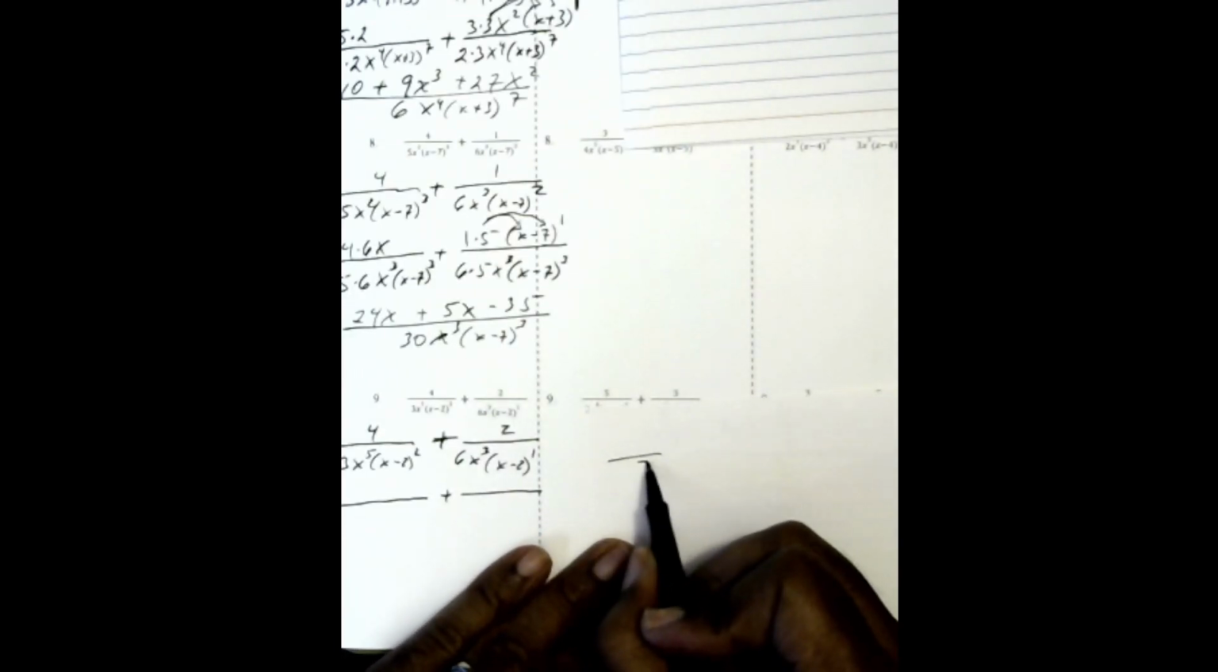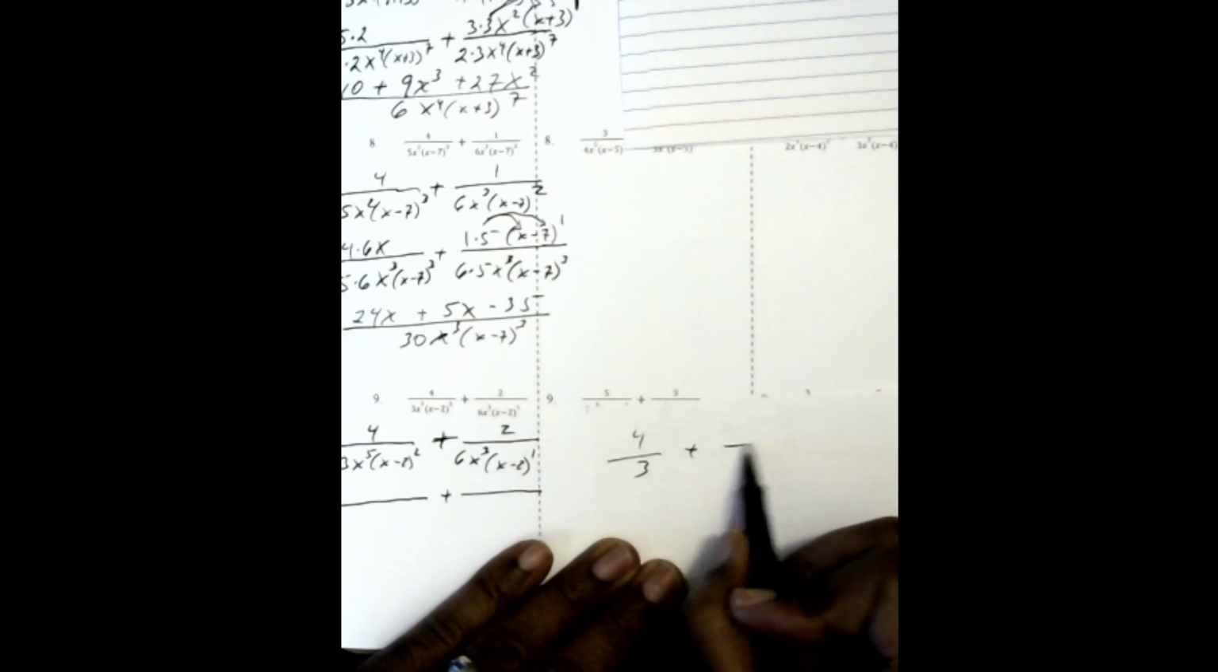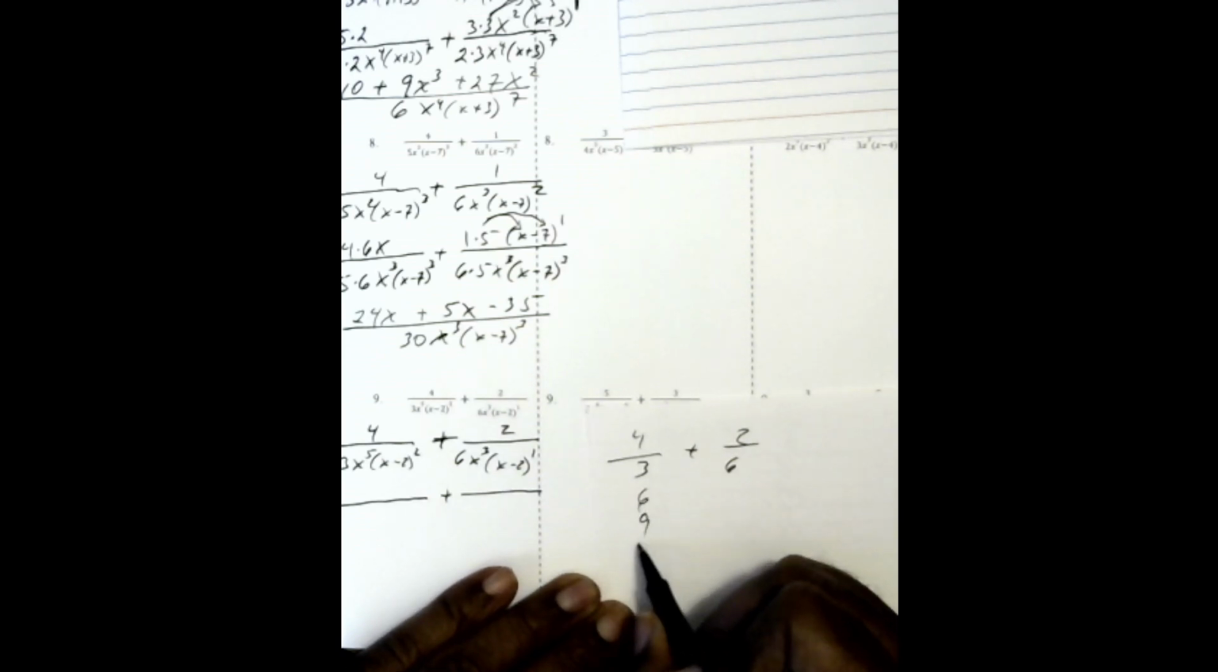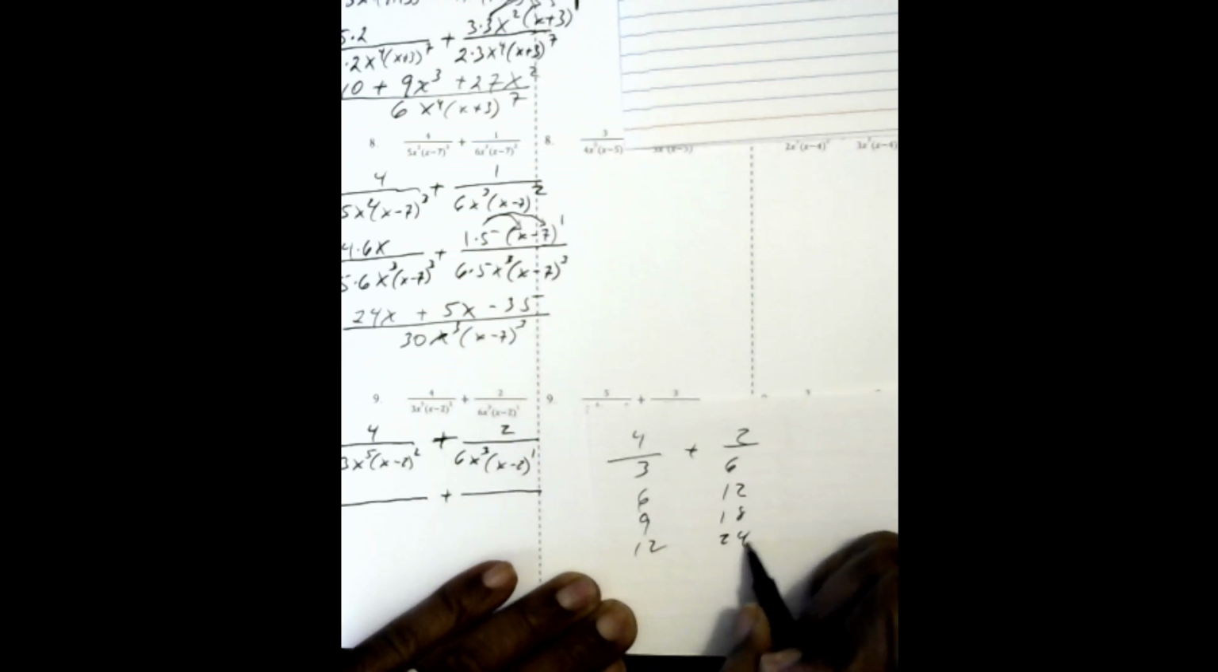Now we have a 3 and a 6. When you look at the 3 and the 6 times tables, they look like this. The 3 times tables are 3, 6, 9, and 12. 6 times tables are 6, 12, 18, and 24. And what they have in common is actually 6. So 6 is the common denominator. So we want this 3 right here to be a 6. So we're going to multiply, oh, forgot the 4 and the 2. So we're going to multiply this by 2.